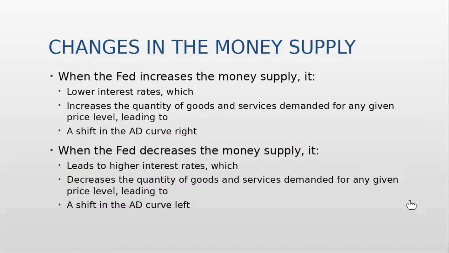So how does the money supply affect this? Or how do changes in the money supply occur, and then how do they affect this market? Well, let's just consider that when the Fed increases the money supply, it does this through lowering interest rates, which increases the quantity of goods and services demanded for any given price level, leading to a shift in the aggregate demand curve right. However, when the Federal Reserve decreases the money supply, it leads to higher interest rates, which decreases the quantity of goods and services demanded for any given price level and leads to a shift in the aggregate demand curve left. So let's consider in the next slide the benefits of a monetary injection.